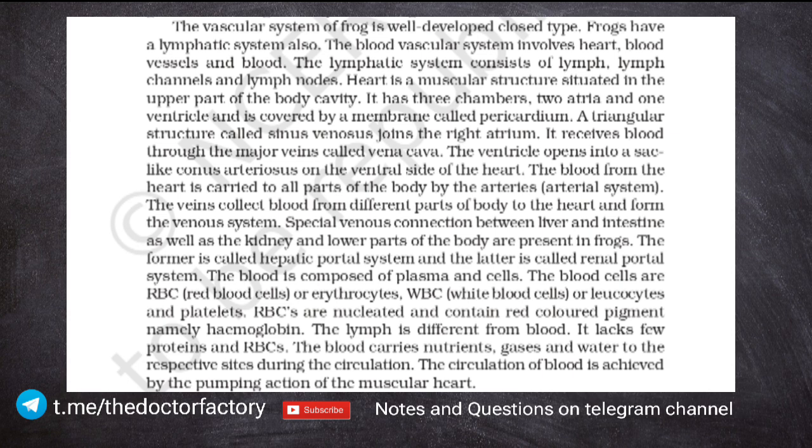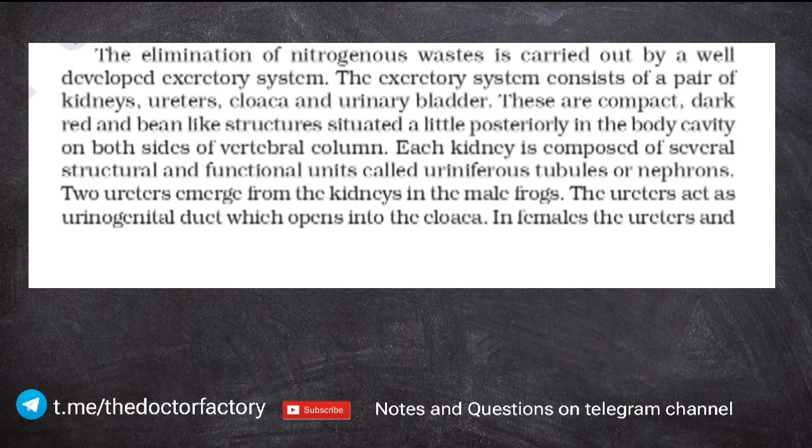The blood carries nutrients, gases, and water to the respective sites during the circulation. The circulation of blood is achieved by the pumping action of the muscular heart. The elimination of nitrogenous waste is carried out by a well-developed excretory system. The excretory system consists of a pair of kidneys, ureters, cloaca, and urinary bladder.